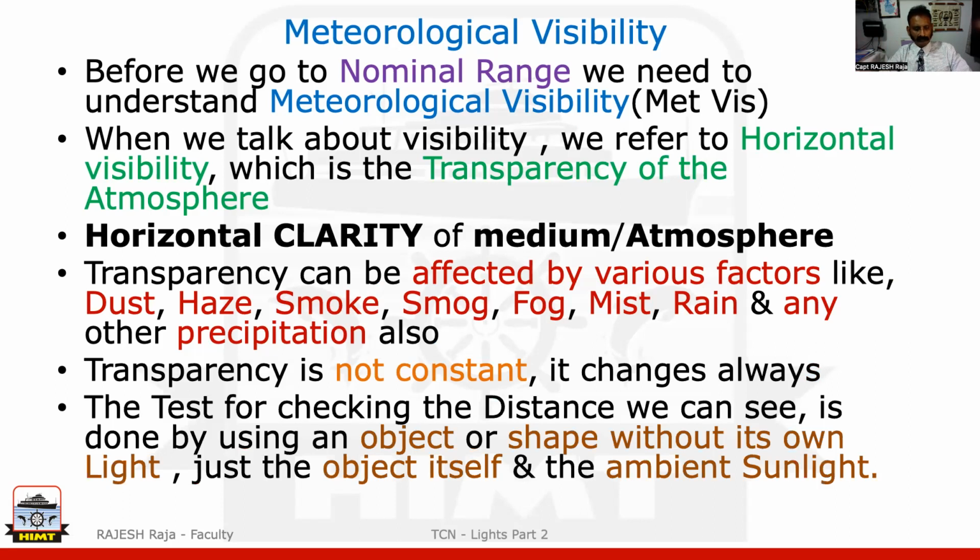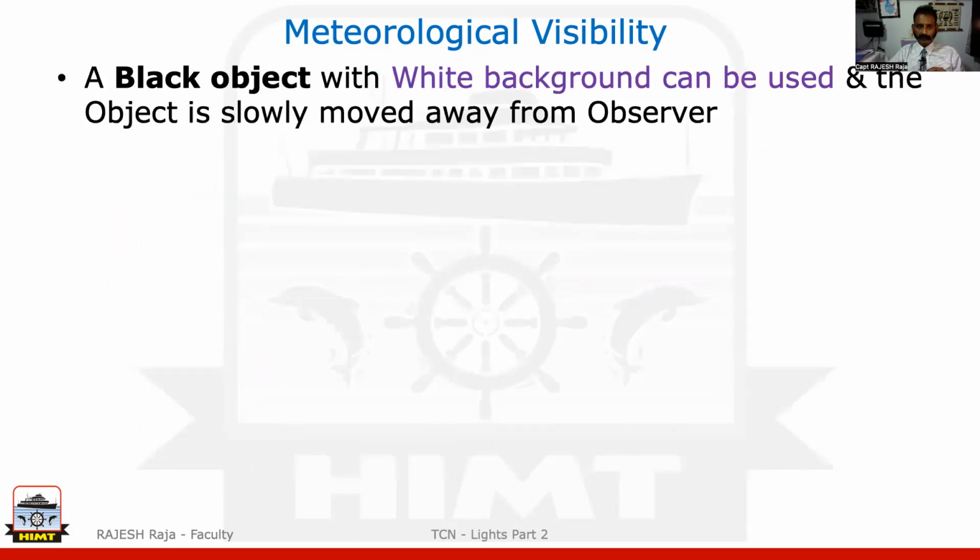Now, there is a small test. Practically, how exactly they do it, we are not interested, but I'll just tell you how it is done, so you have a fair idea. A check for this clarity of atmosphere is done, which is called your MET visibility. Usually an object or a shape is taken, and this shape or object does not have its own light. Okay, so I'm going to use ambient sunlight. So let us quickly look at it.